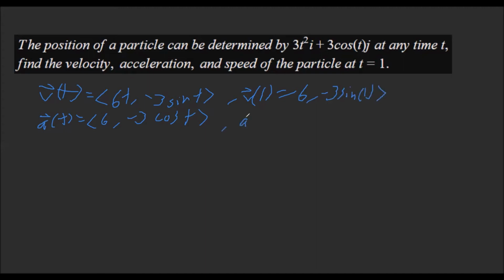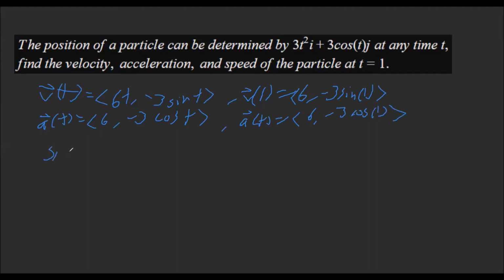The acceleration at t equals 1 can be represented by 6, negative 3 cosine 1. Okay, now we just have to find the speed.